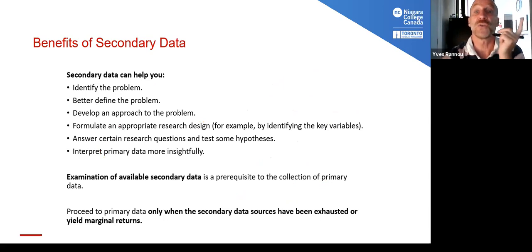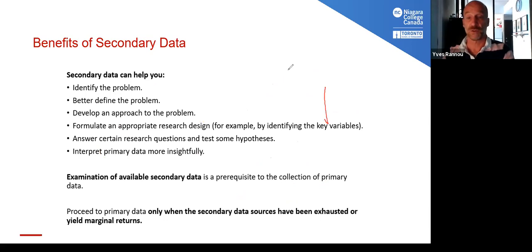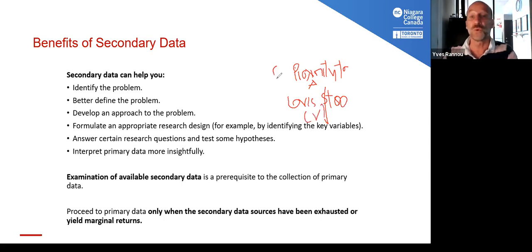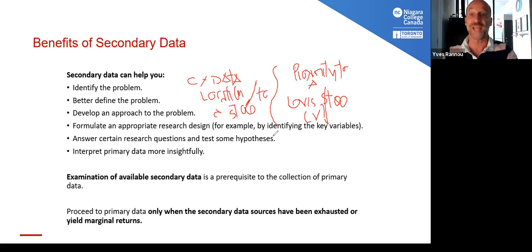Let's say that another variable that you find in your own research is proximity to a Levi's store. Then you would want to see in your customer data their location to a store, and see if those customers that are closest to a Levi's store buy more often or not.